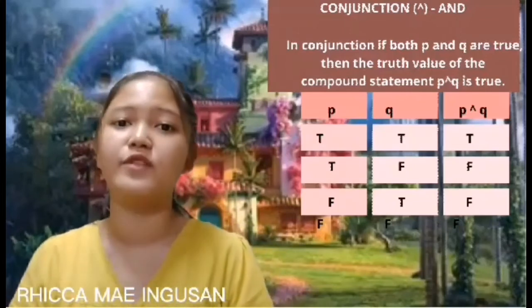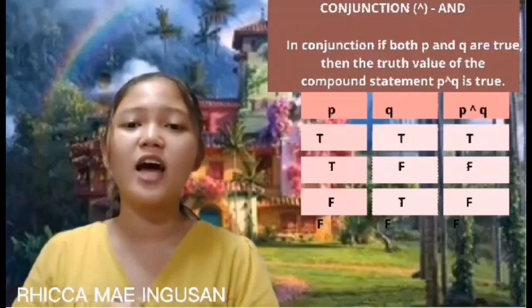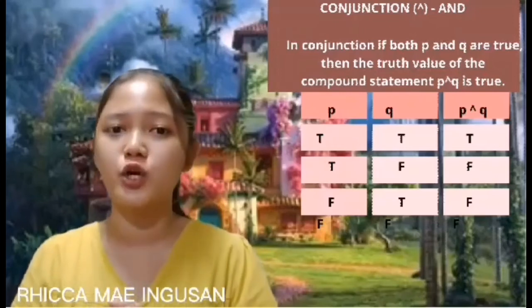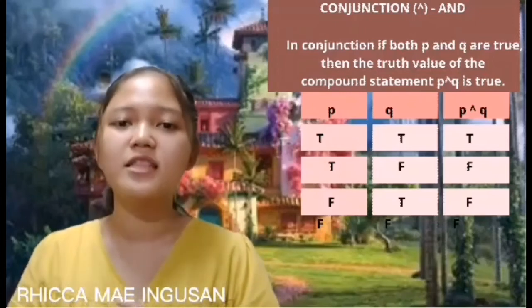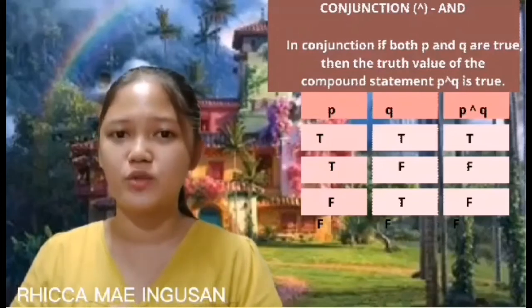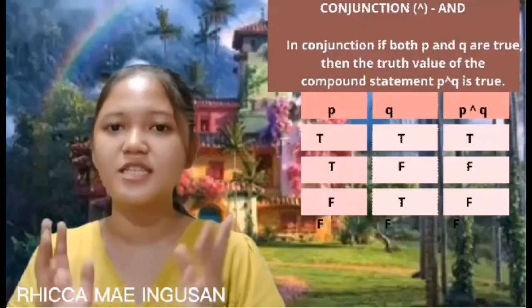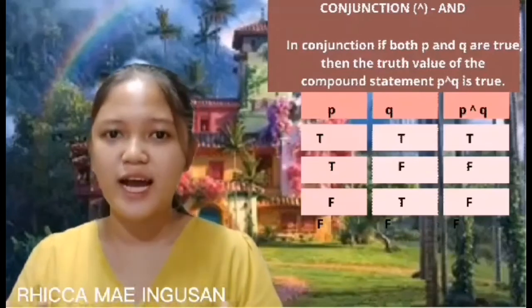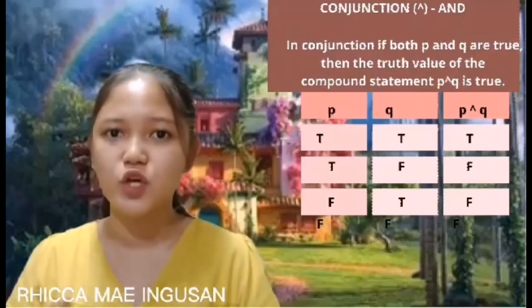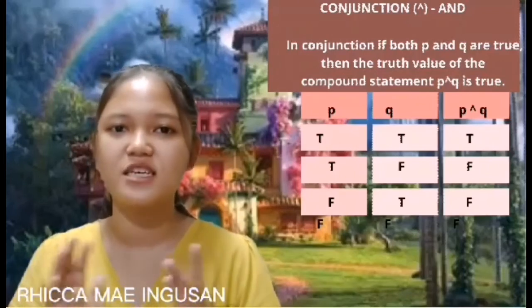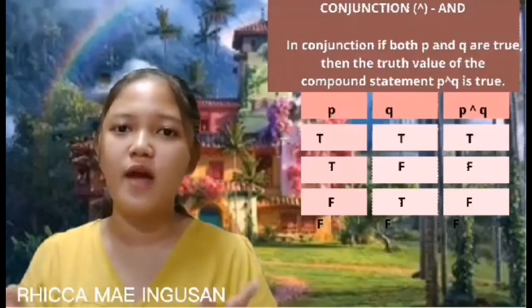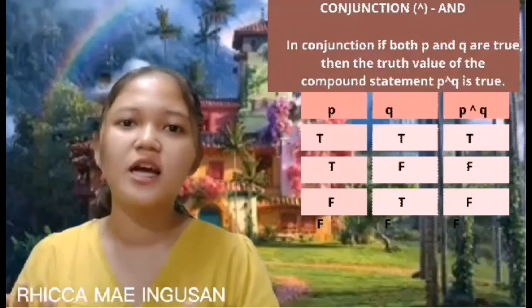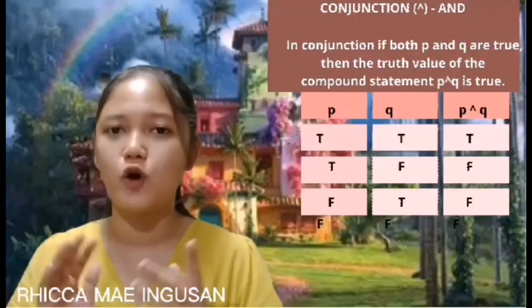So here's the truth table. We have the P, the Q, and the truth value of P and Q. T and T, so the truth value is true. Second, T and F, so the truth value is false. Third, we have F and T, so false. The fourth is F and F, so false.